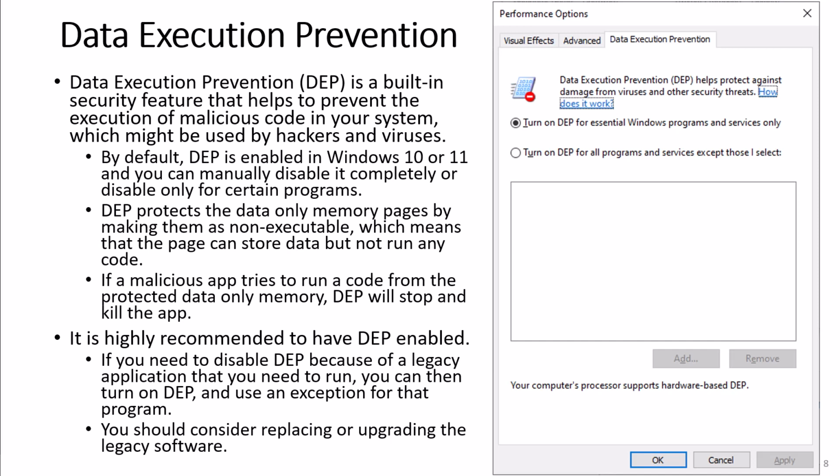If a malicious app tries to run code from the protected data-only memory, DEP will stop and kill the app. It is highly recommended to have DEP enabled. If you need to disable DEP because of a legacy application that you need to run, you can then turn on DEP and use an exception for that program. You should consider replacing or upgrading the legacy software.